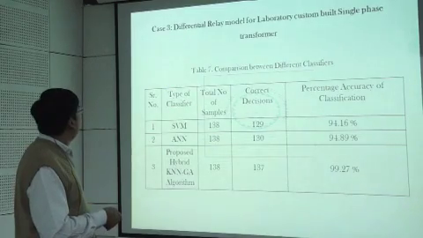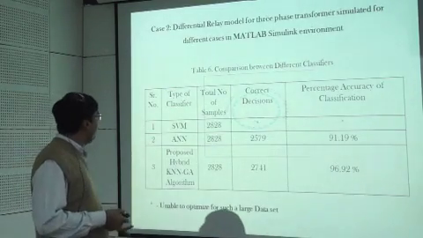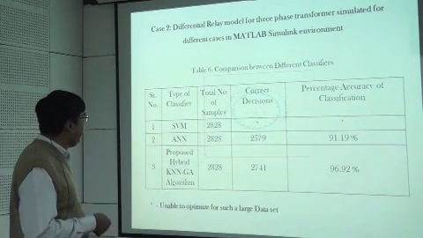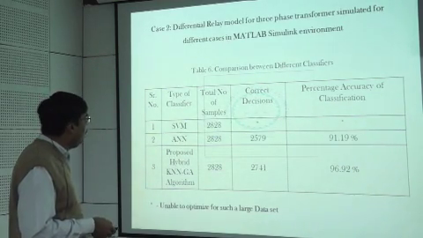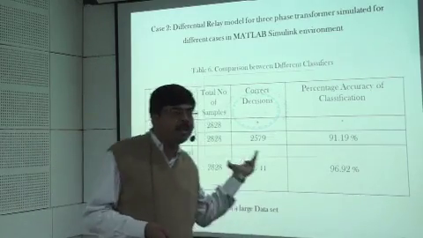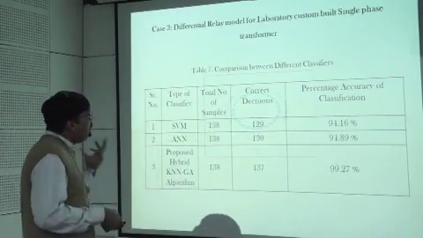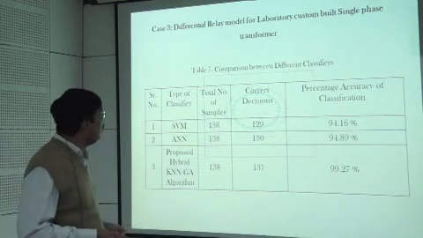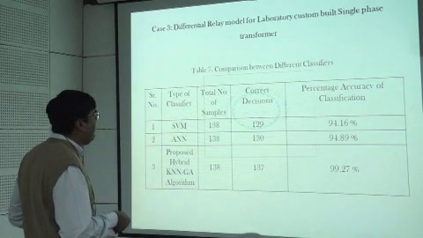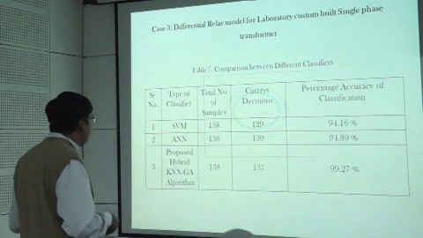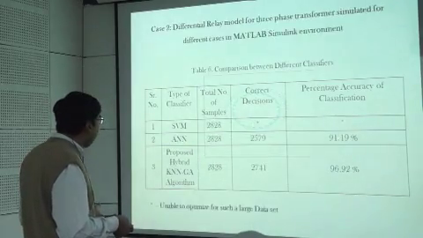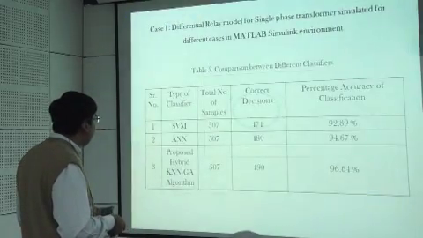Then for a 3-phase transformer, the proposed algorithm gives an accuracy of 96.92%, ANN 91.19%, whereas the SVM train instruction of MATLAB was unable to optimize a large data set. Then for data on a single phase laboratory transformer, SVM gives an accuracy of 94.16, ANN 94.89, and the proposed algorithm gives an increased accuracy of 99.27. For all the 3 cases, the proposed algorithm gives better accuracy.